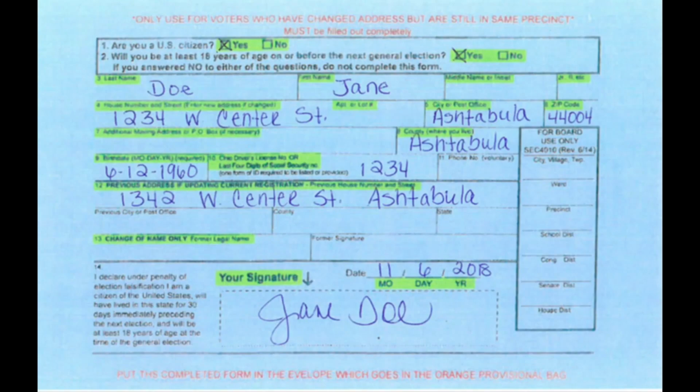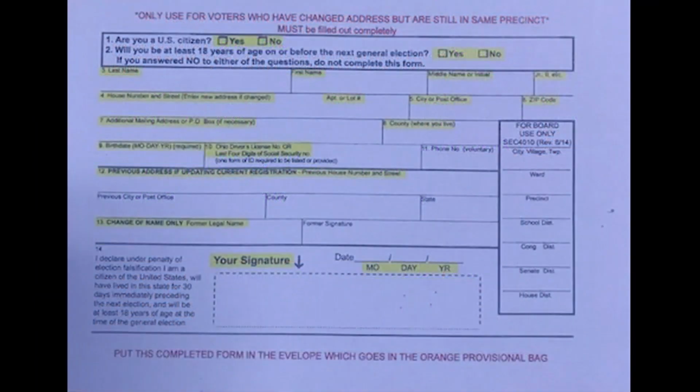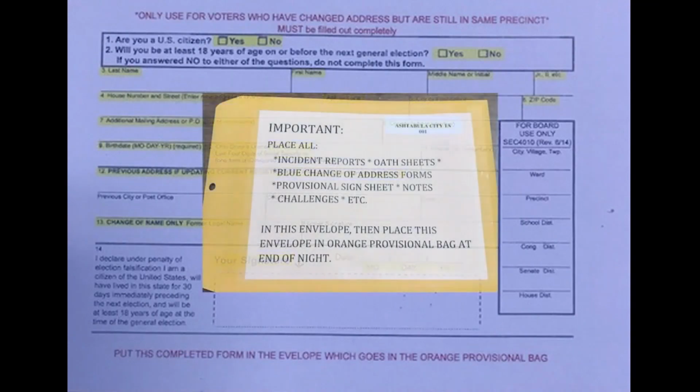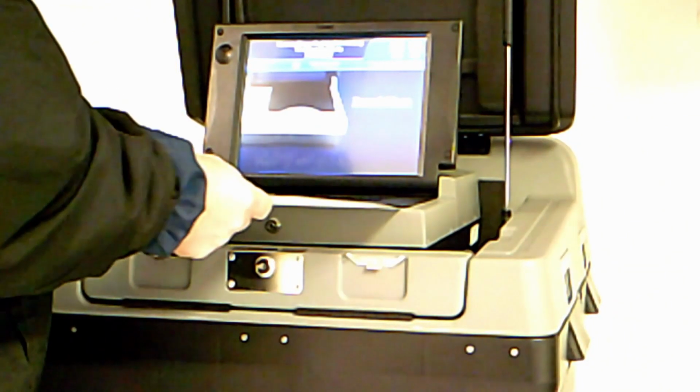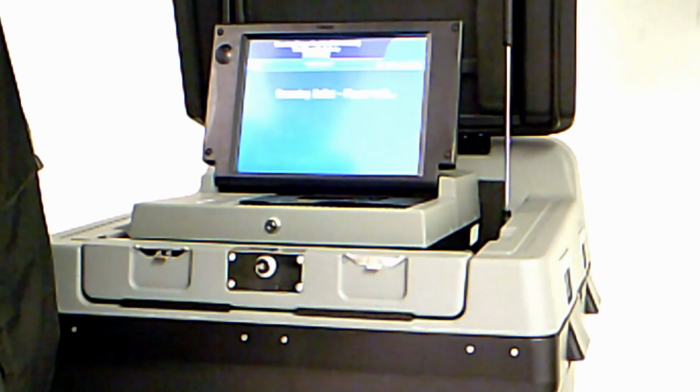The Android tablet will tell you if they are a blue change of address voter, or a blue COA for short. After the voter completes this form, place this form into your important notice envelope and have the voter go to the voting booths to vote. They will put their ballot into the DS200 just as any other voter would.